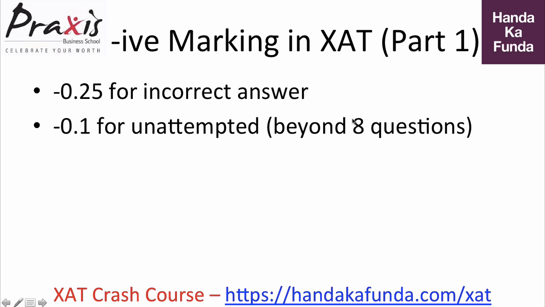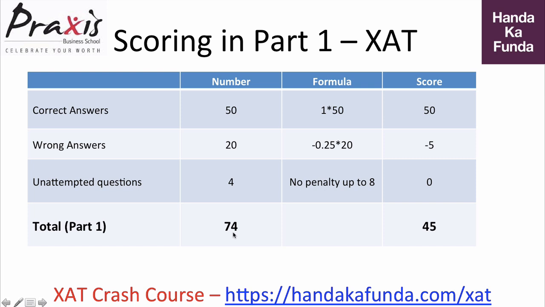Let's take a few examples to clarify how much you would score. So suppose the total number of questions is 74, and that has remained 74 for the last couple of years. 50 of them you get right, 20 of them you get wrong, and 4 you did not attempt. So for the 50 correct, you will get 50 points. For the 20 incorrect, 1/4 for each of them would be deducted, or you will get a minus 5 for this. You left 4 questions, there is no penalty up to 8 questions, so there will be no negative marking for this part, and your score will be 45.